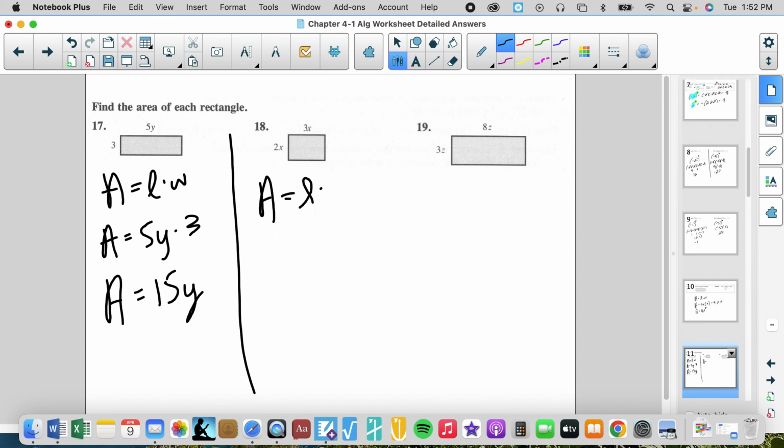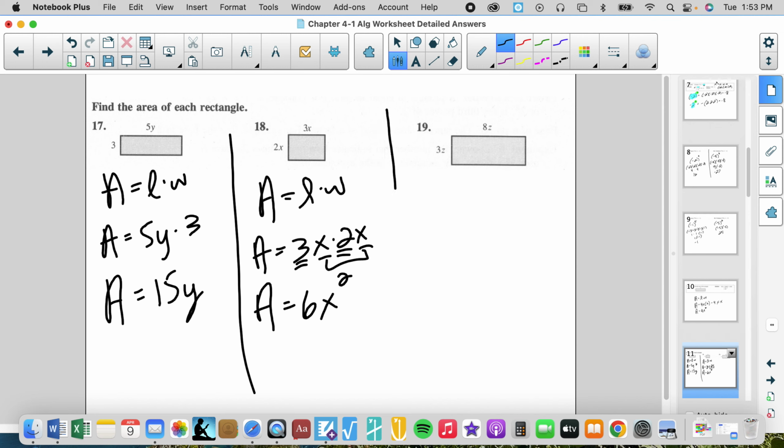Area equals length times width. The length is 3x, times the width is 2x. We're going to multiply coefficients, and then we're going to multiply variables.